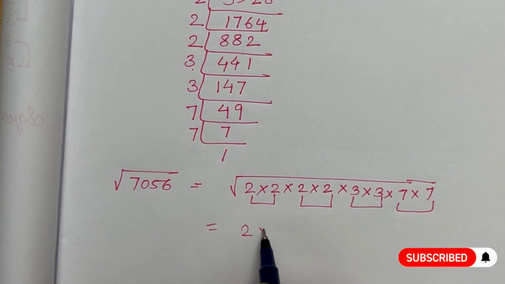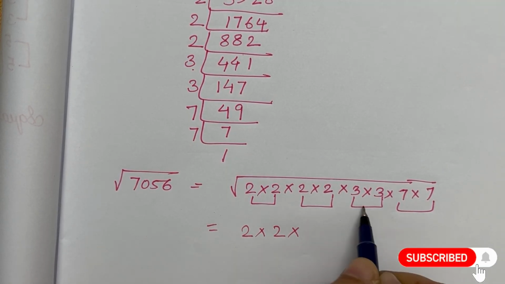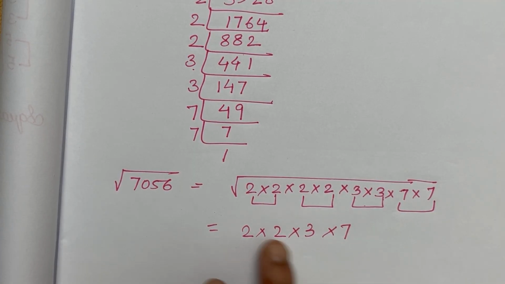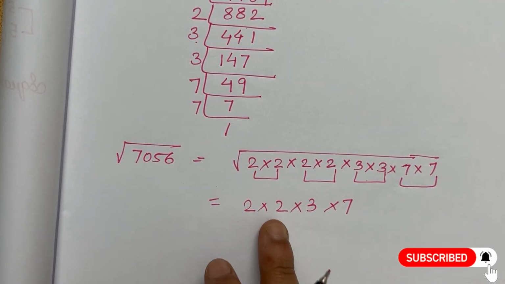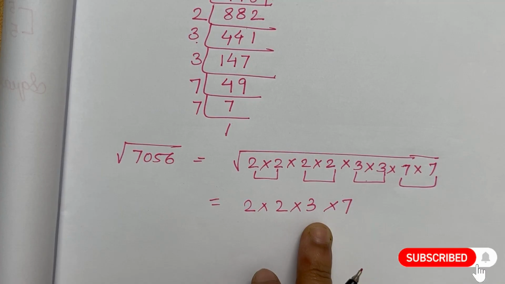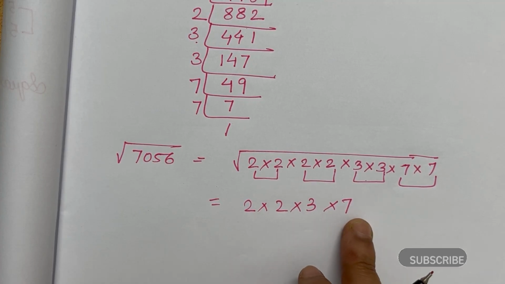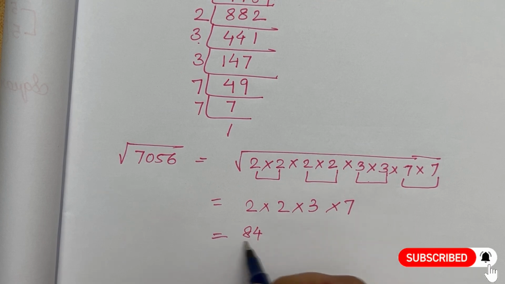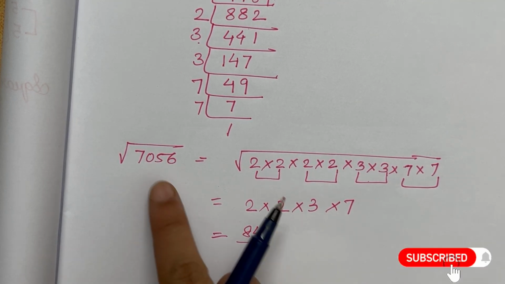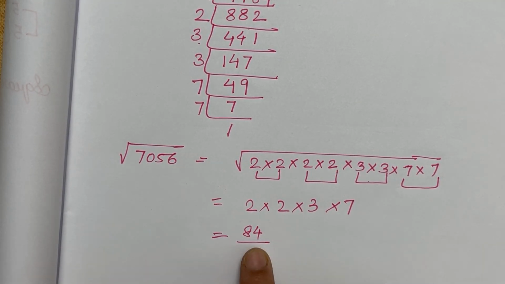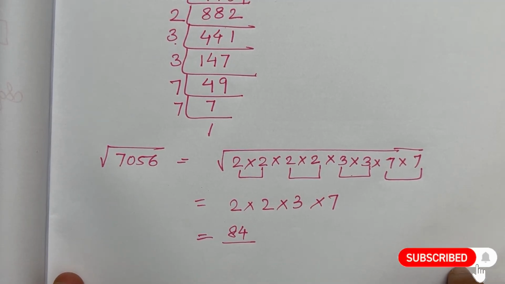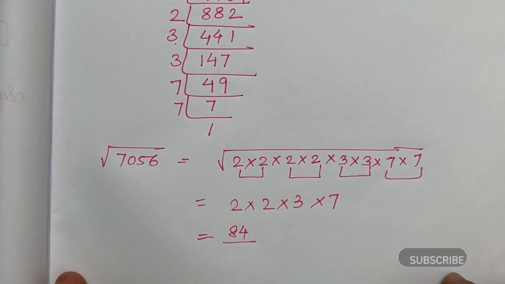So we'll write 2, 2, 3 and 7. We'll multiply all these numbers. 2 into 2 is 4, 4 into 3 is 12, and 12 into 7, 84. So square root of 7056 is 84. So with this we complete question 3. Now we'll solve question 4.